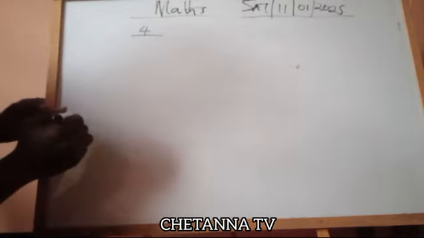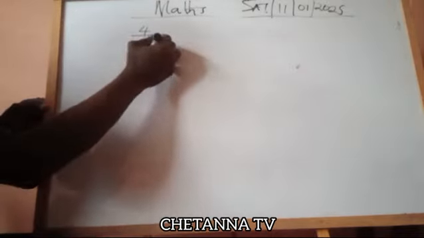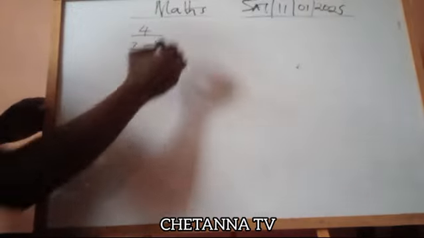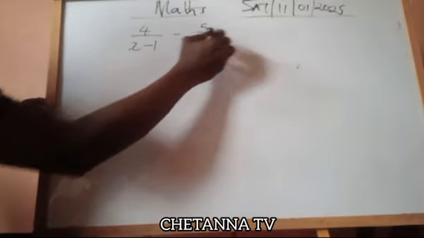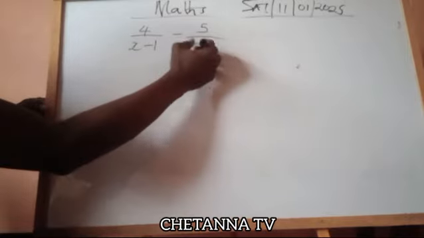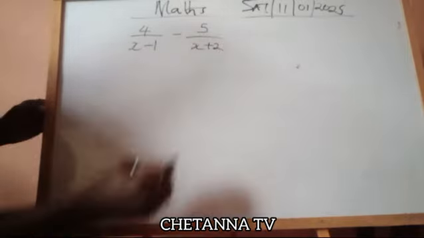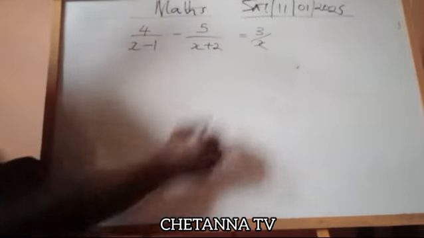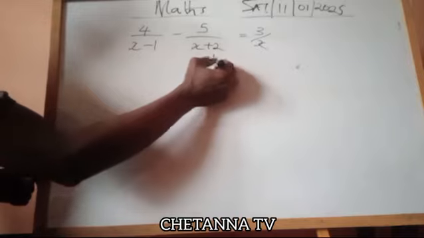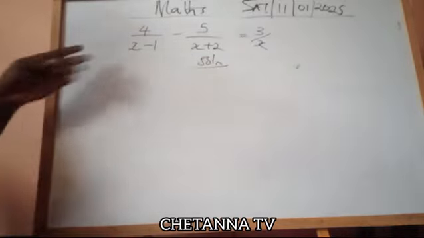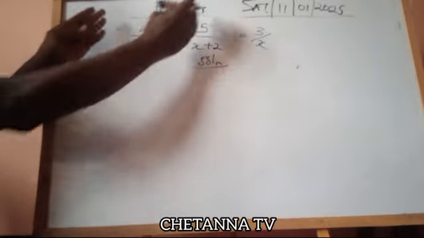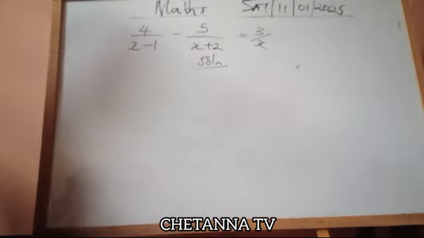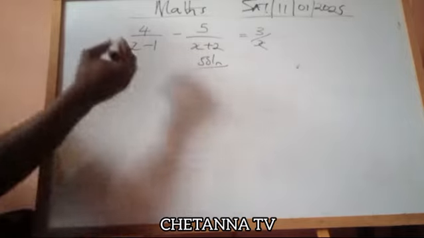Four over x minus 1, minus 5 over x plus 2 is equal to 3 over x. It's the same thing we'll do here too. Is it clear? We also find the LCM. Then when you're done with cross multiply, then start solving, collect items and start solving. So the same thing will also happen here.